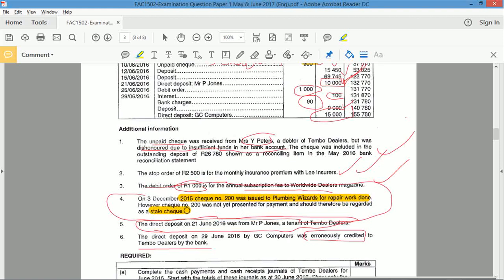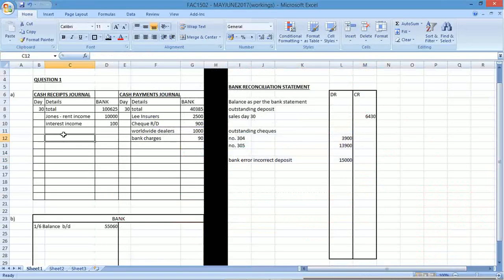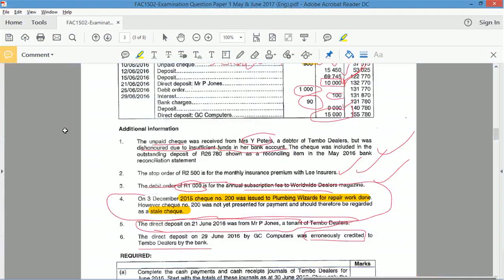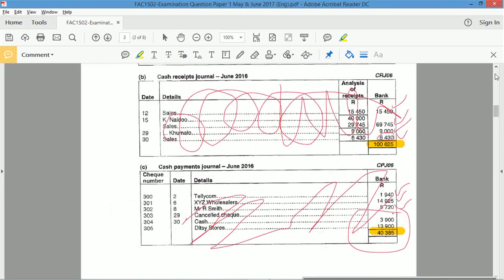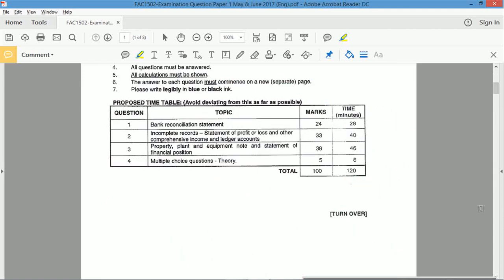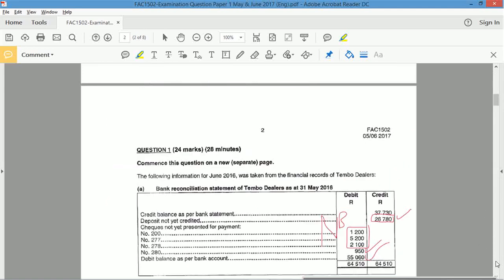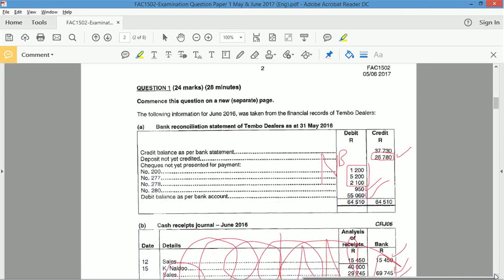Where do stale checks always go? Cash receipts. Because you're reversing them out. Because initially they would have been in the payments. Okay, so stale checks go here. Stale check. Stale check for how much? 200. Where's that stale check? We saw it here earlier. There's the stale check. Now we know what it's for.